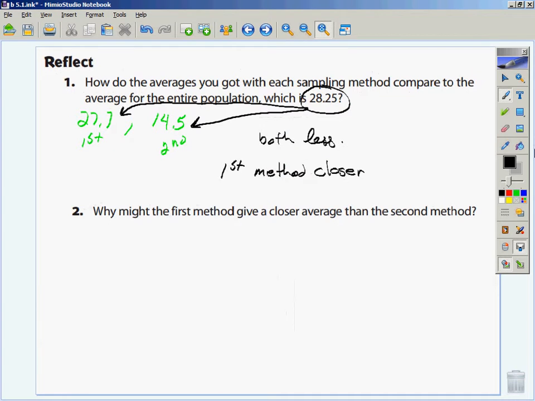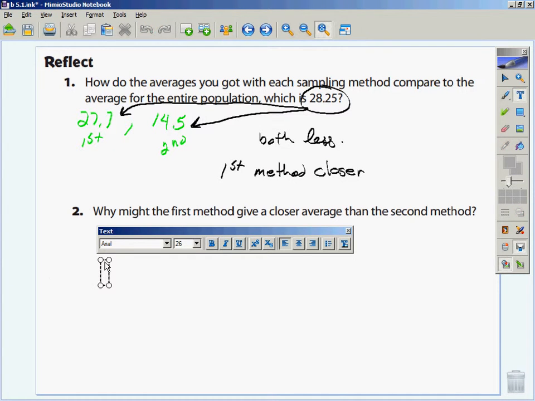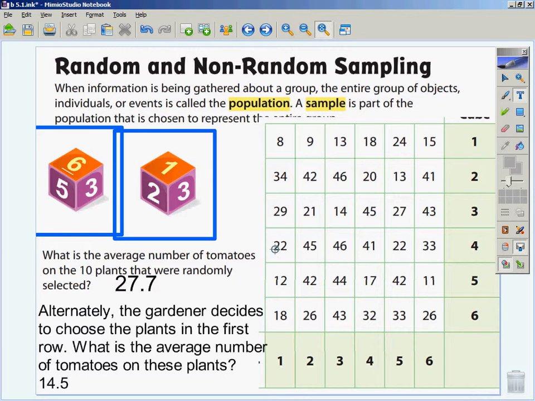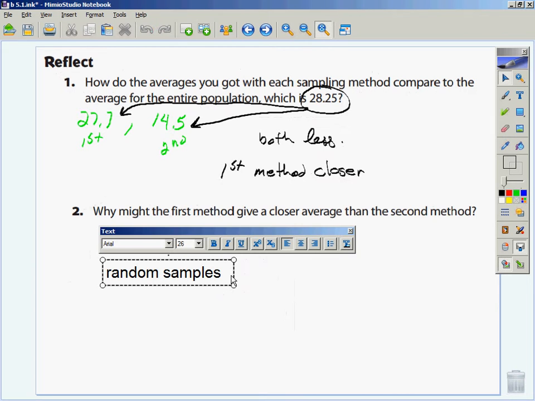Okay. I think it's because we picked what? We picked random samples versus picking something from a particular row, column, something that was set. Look at the first row. What can you tell me about those numbers compared to the rest of the numbers on the chart? They're all smaller. So if I picked the first row, my answer was obviously going to be what? Smaller. And so if you were asked to explain it, we had random samples versus the first row, which was all what? They were all smaller. They were all less.